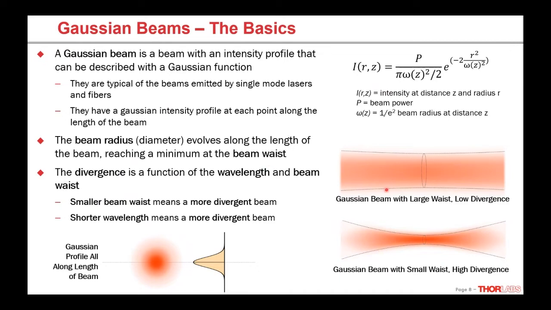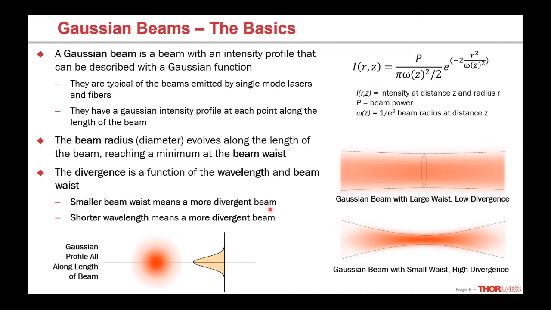So as you can see here with these cartoons, the beams are always going to have a beam waist where they're the smallest, and then they're going to get larger on either side. We can have beams with different size beam waist, and that's going to directly affect how quickly they diverge on either side of the beam waist. So speaking generally, a smaller beam waist gives us a more divergent beam.